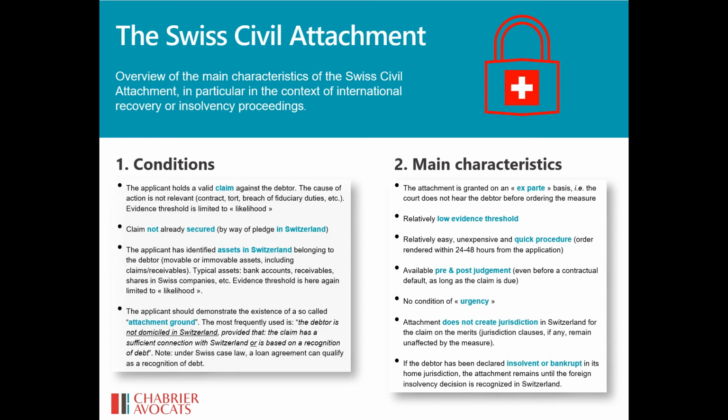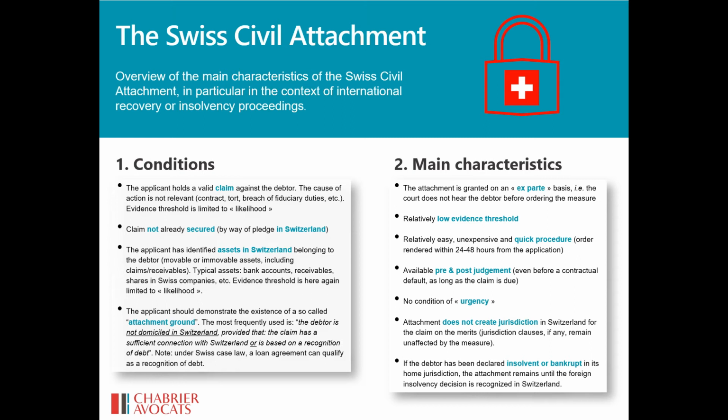So the Swiss civil attachment has two main characteristics that make it quite unique when you compare it to similar measures that are available in other jurisdictions. The first characteristic is that it is available even pre-judgment, which means that you do not need to obtain a final judgment or award before you can start enforcing your rights and securing your claim. So you can do that immediately after the claim upon which the attachment is based becomes due.